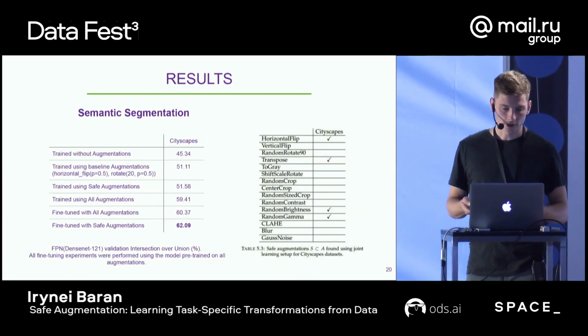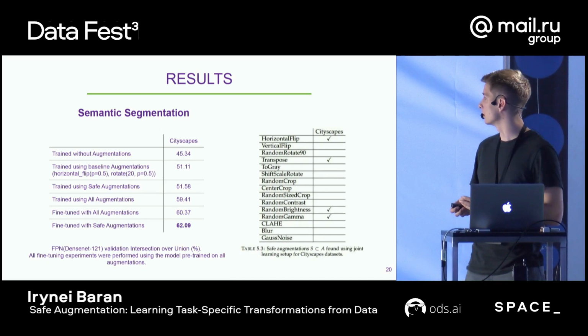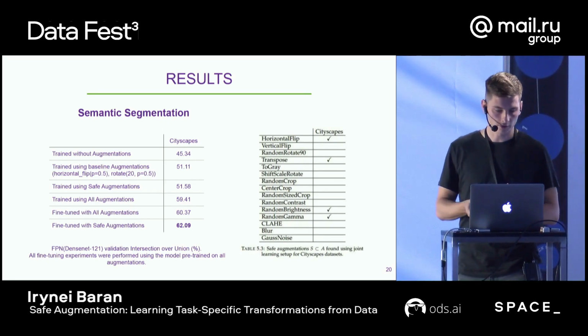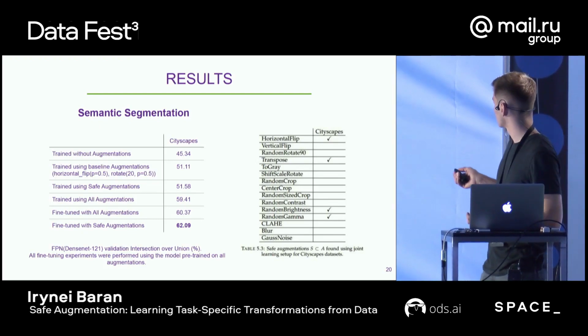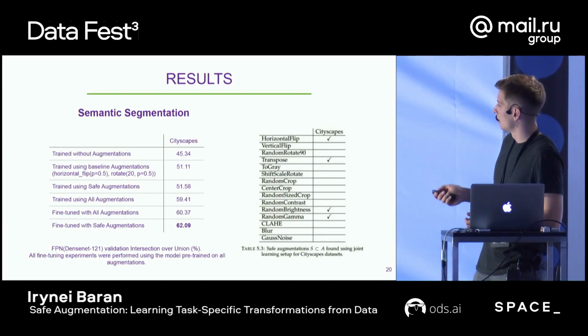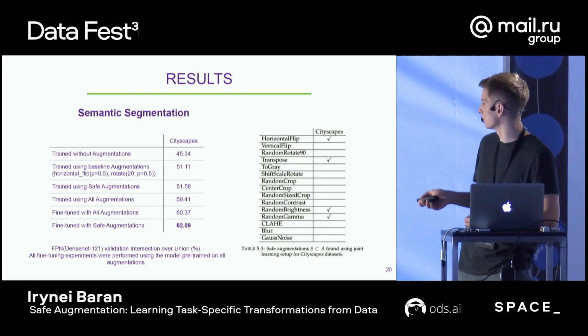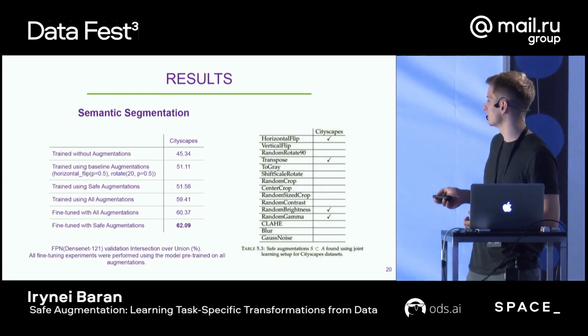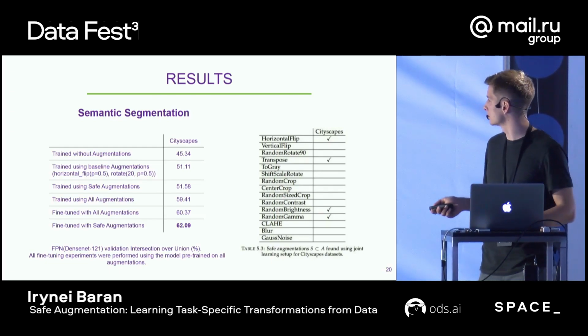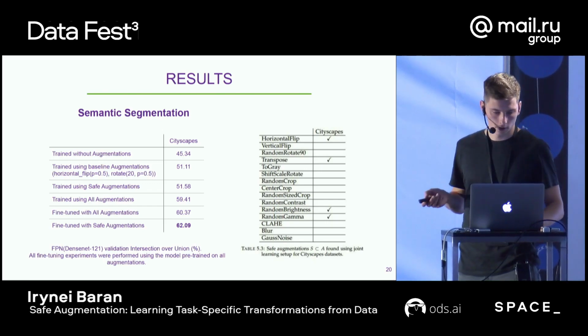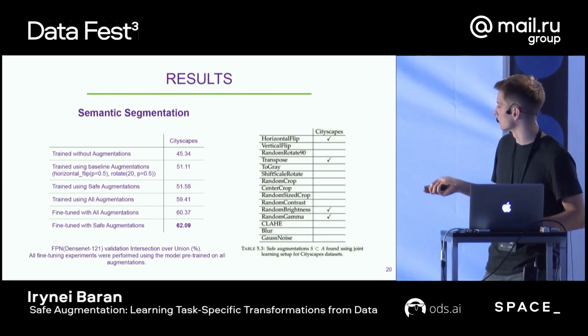For the semantic segmentation task, we also tried using FPN with a DenseNet backbone. Here you can see the found safe augmentations for this data set. It is the same. All fine-tuning was performed on a model pre-trained on all augmentations. And you can see that fine-tuning on safe augmentation also leads to the best accuracy. It's intersection over union on validation.